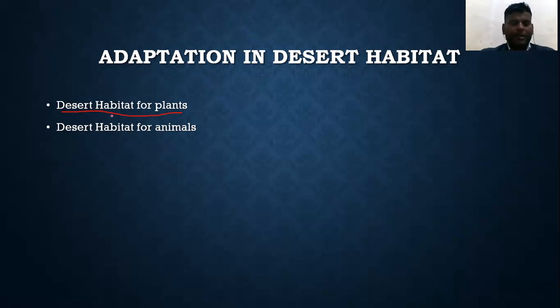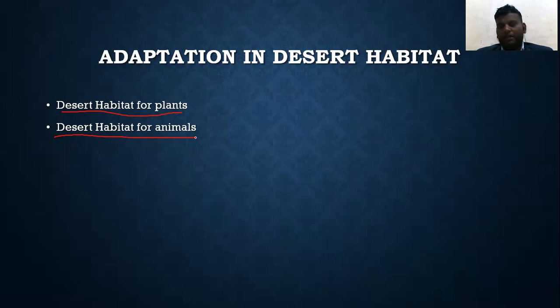So now the second one is desert habitat for animals. Animals such as camel, mice, kangaroo rat, lizard and snakes are found in the desert. These animals are adapted to live with less amount of water, so they don't need so much water. They obtain water from the food they eat.